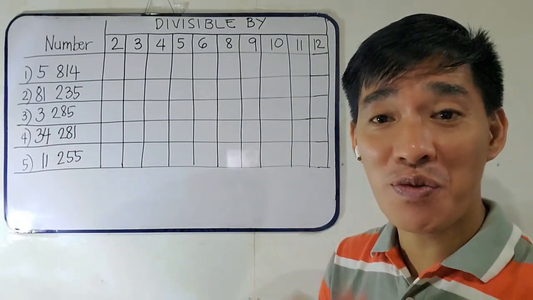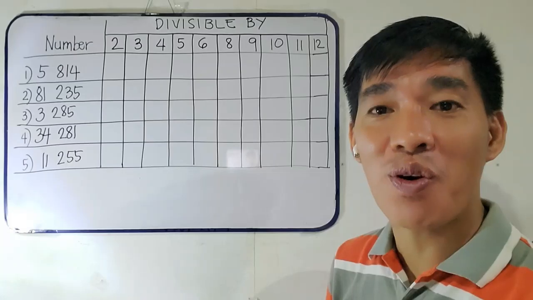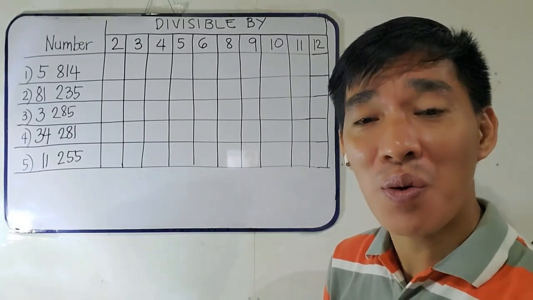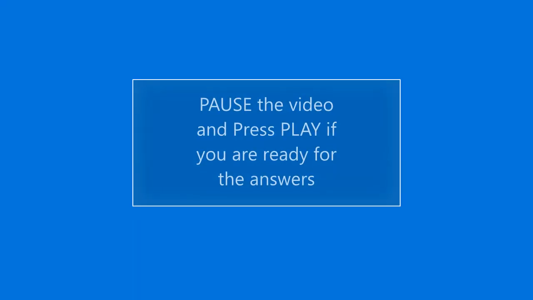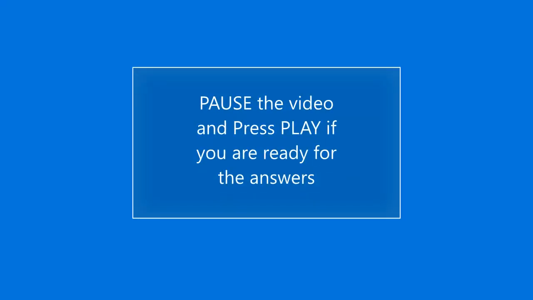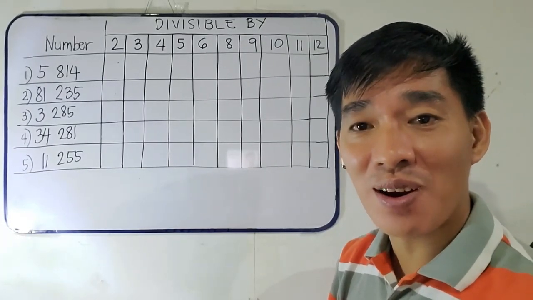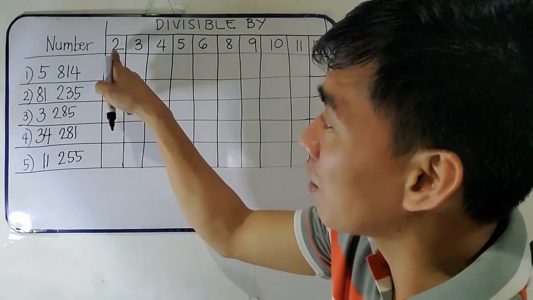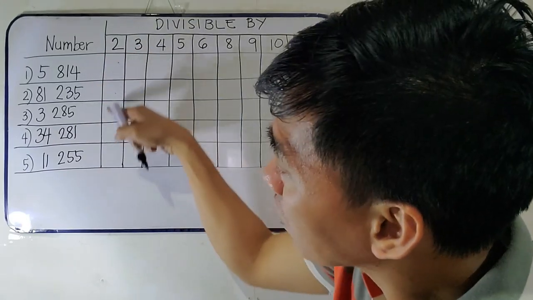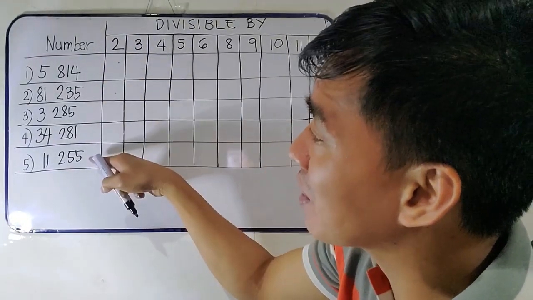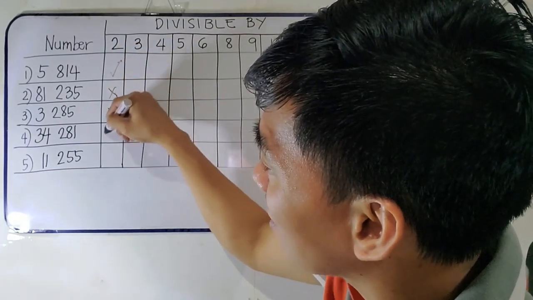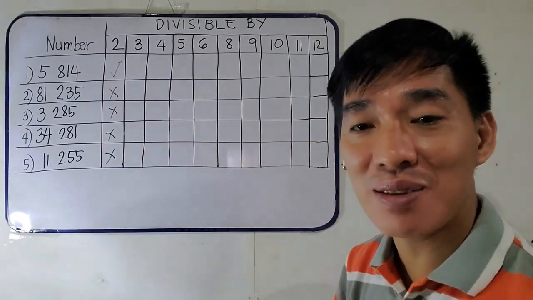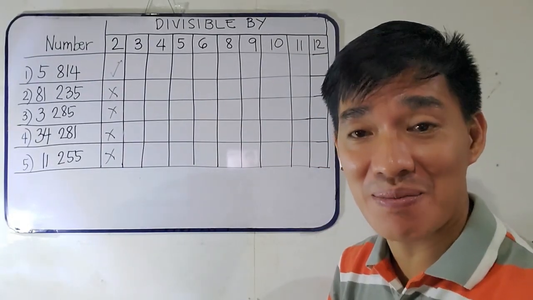Are you done with our first activity? Get ready, for I am about to reveal now the complete answer for this activity. The answers are the following. For 2, the only number that is divisible by 2 here is number 1, but the rest are not divisible by 2 because that's the only even number.